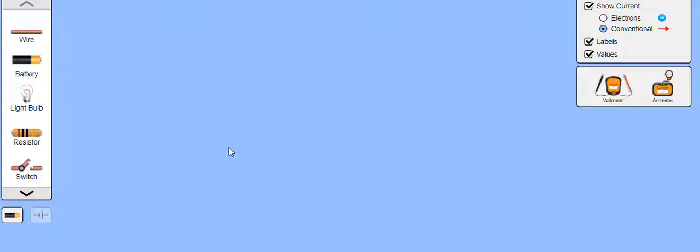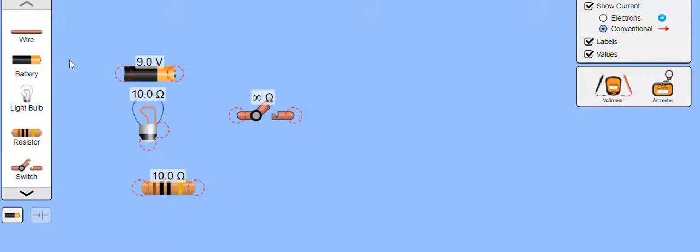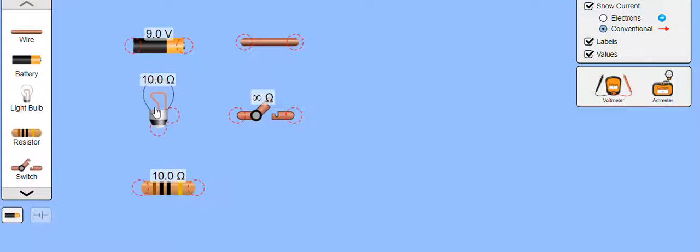The main components of circuits are, as you can see, a 9-volt battery. We can change the voltage also. We have the battery, the cell battery, a light bulb, a resistor, a switch also, and wire. The main components of a circuit are the source, meaning battery or cell, the load which consumes electrical energy, here the light bulb, connecting wires to connect the source with the load, and a switch for operating the circuit.